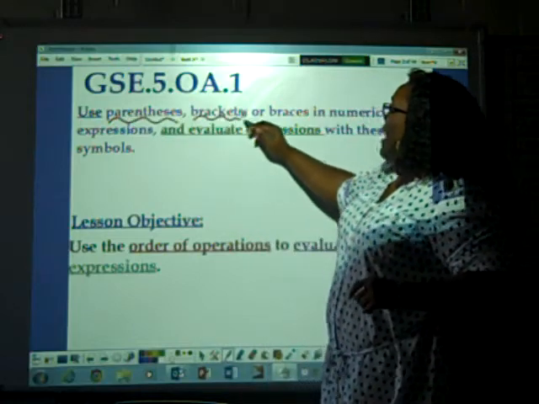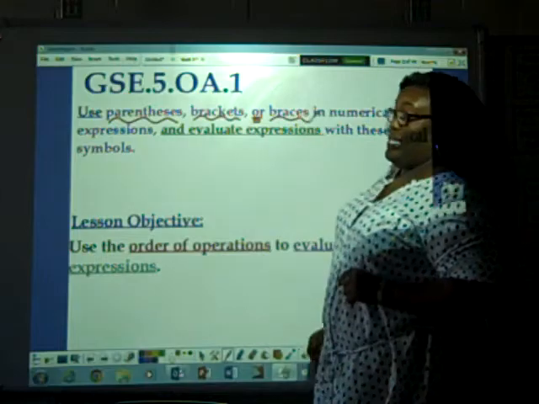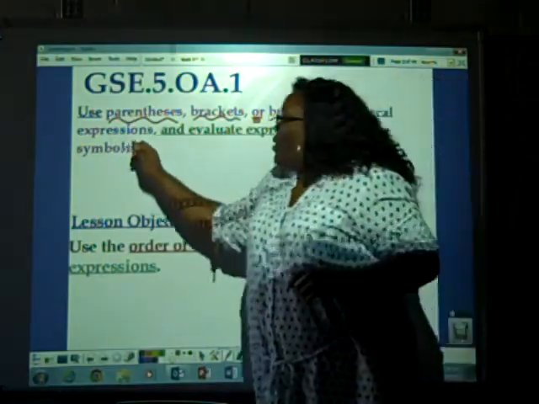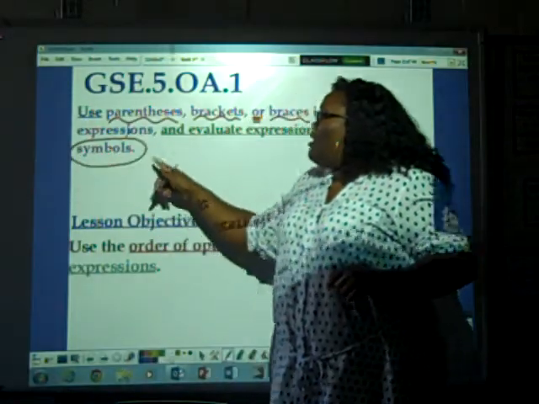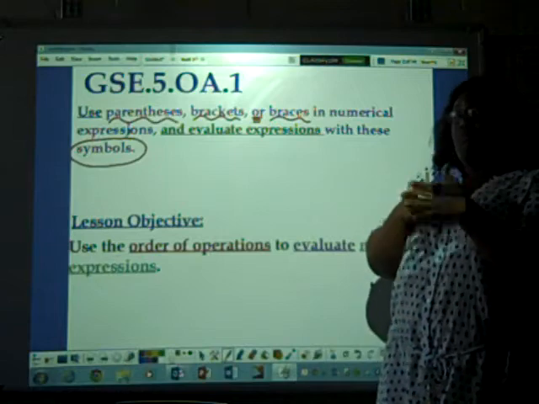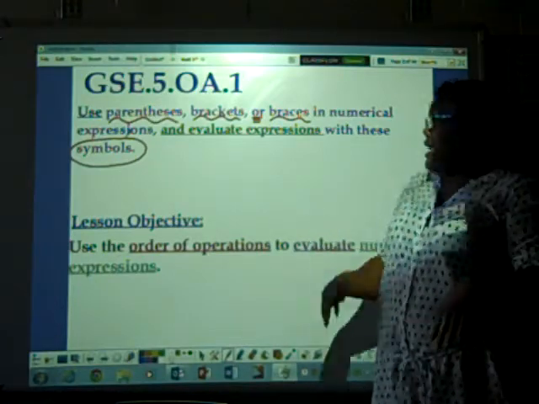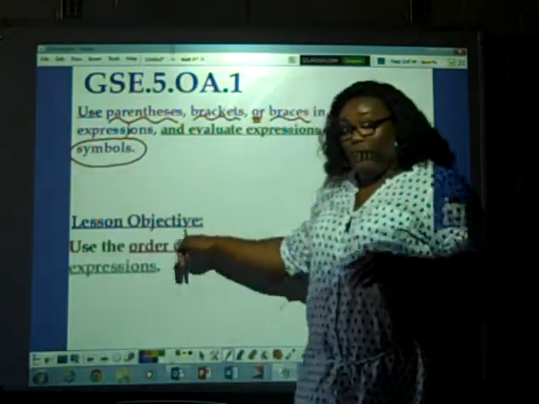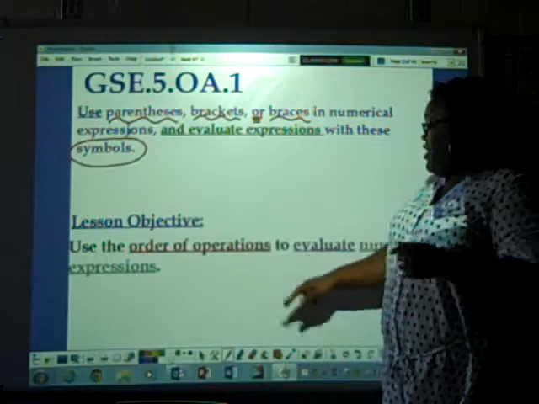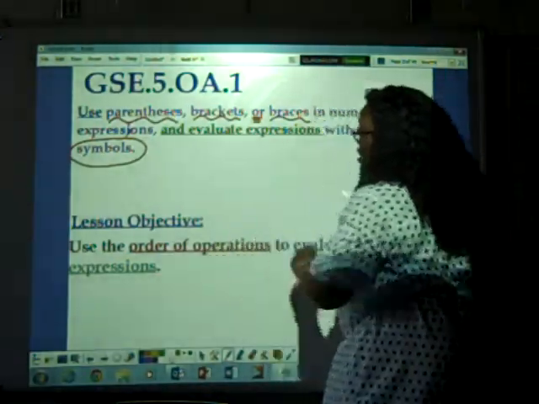Parentheses, brackets, or braces in numerical expressions. Those, what I just underlined, are all symbols. And on our next page, we're going to talk about what those symbols are, how they are used, and what they look like. So our objective for this lesson, you're going to use the order of operations to evaluate numerical expressions.